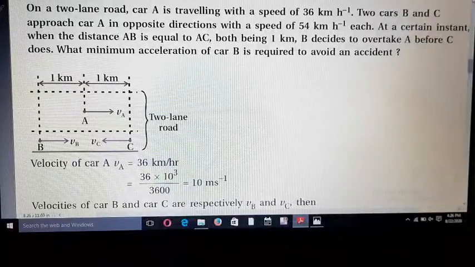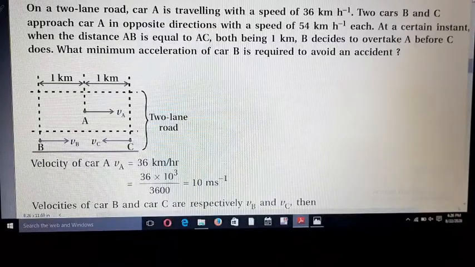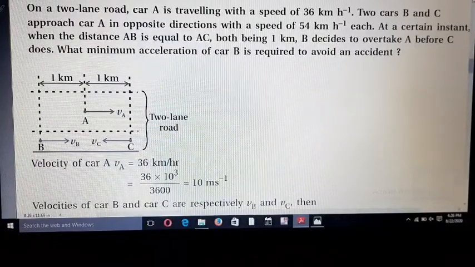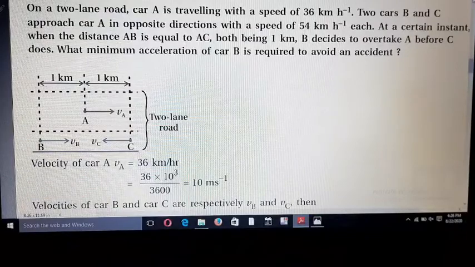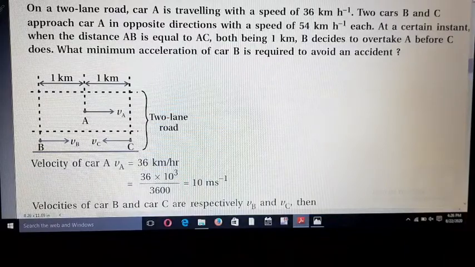Hello friends, welcome. Today I will teach example number 3.8 and 3.9. First of all, we will see example number 3.8.